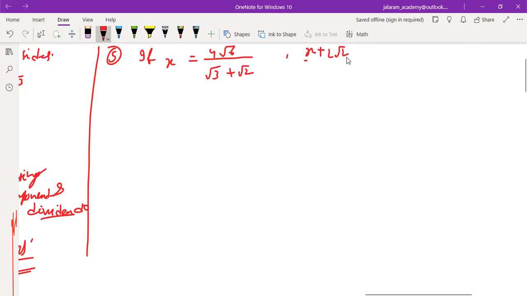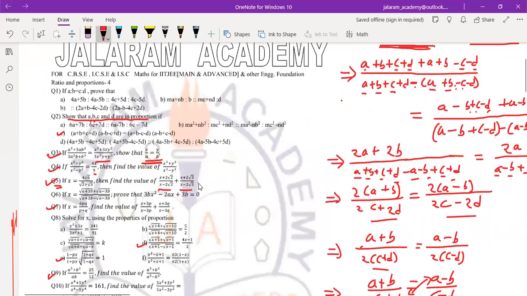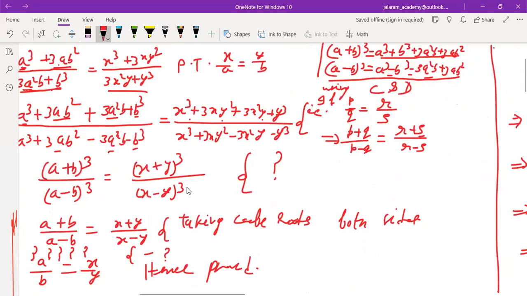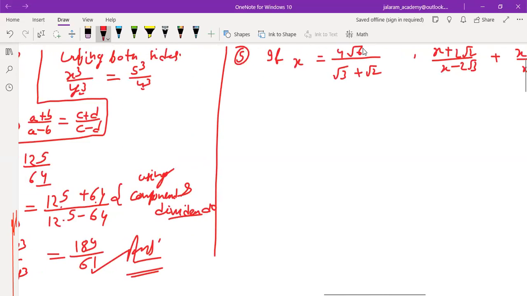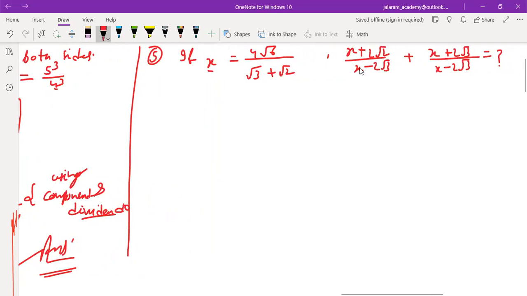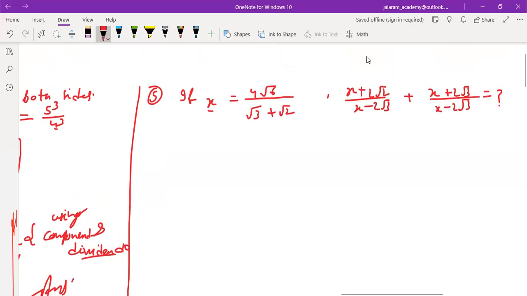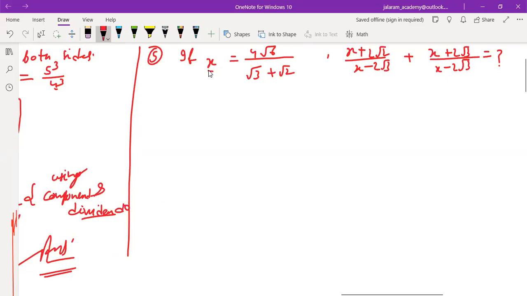x plus 2 root 2 upon x minus 2 root 2 plus x plus 2 root 3 upon x minus 2 root 3 equals to what? So remember, this is x and this is x plus 2 root 2. And it just appears like a plus b upon a minus b. So how to form a? A is x and b is 2 root 2. So how to bring 2 root 2 below x? So we will divide both sides by 2 root 2.